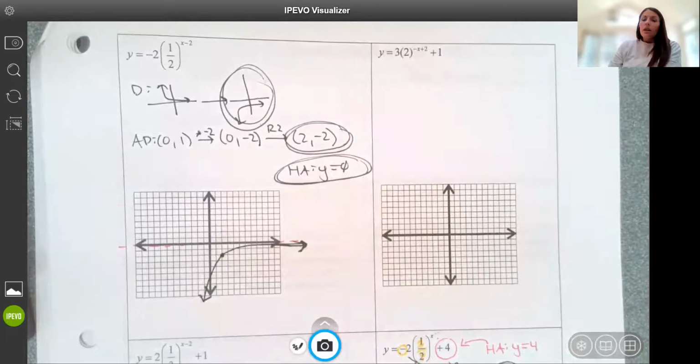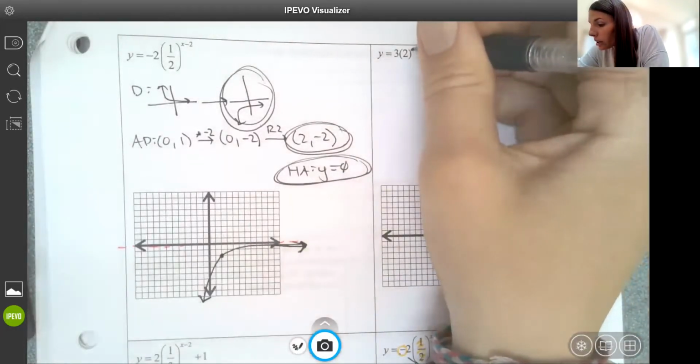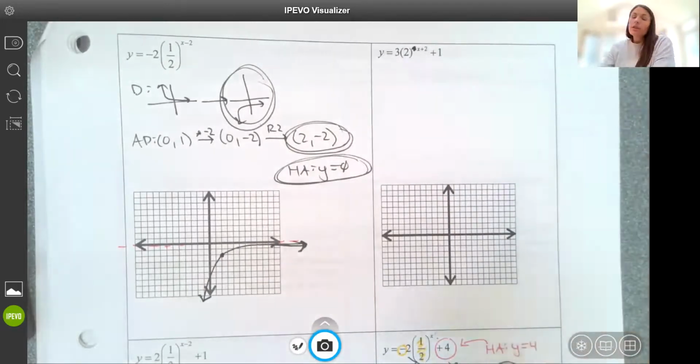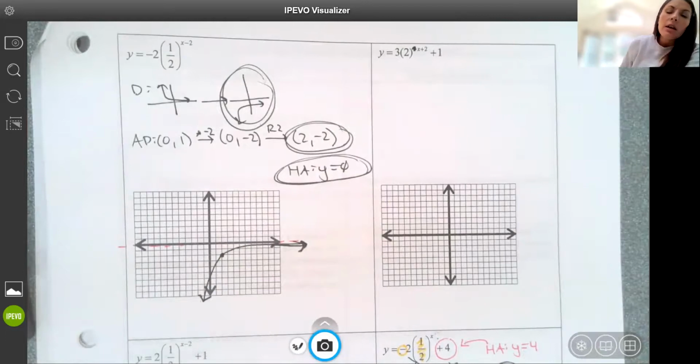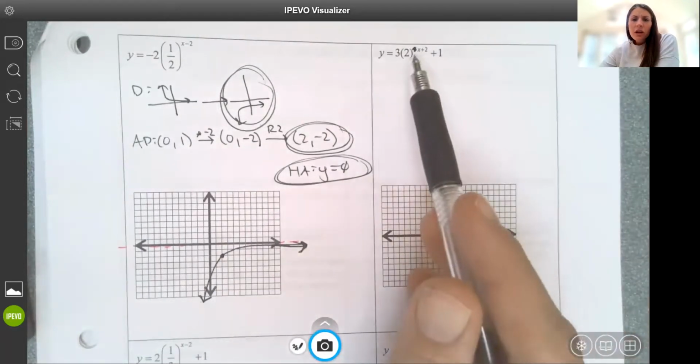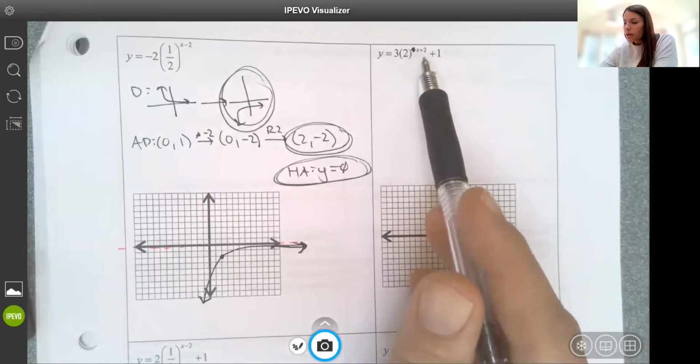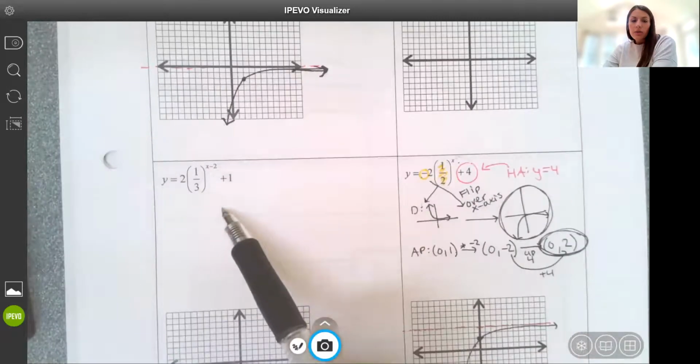Okay. Now on the next one, before you start this one, I want to change something about it. Let's get rid of the negative. We're not going to look at x or y axis flips right now. It gets a little more complicated than we're going to get into this year. So just make that a positive x plus 2. Okay. And then the next one's fine, ready to go.